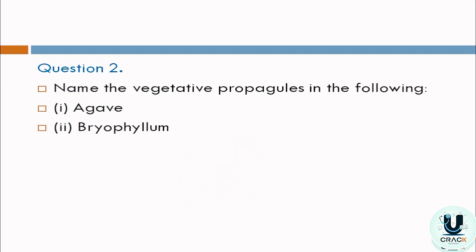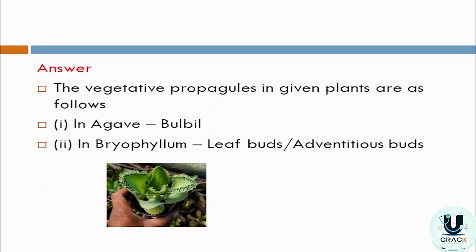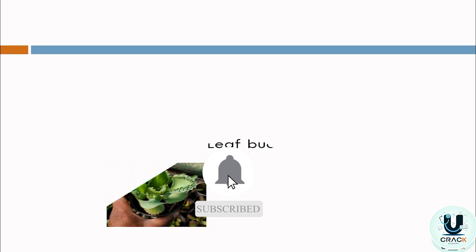Question number 2. Name the vegetative propagules in the following: Agave, Bryophyllum. Answer. The vegetative propagules in the given plants are as follows. In agave, bulbil. In Bryophyllum, leaf buds or adventitious buds.